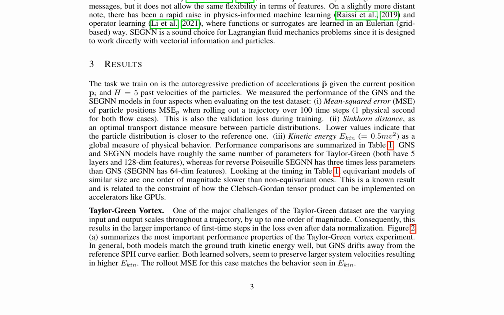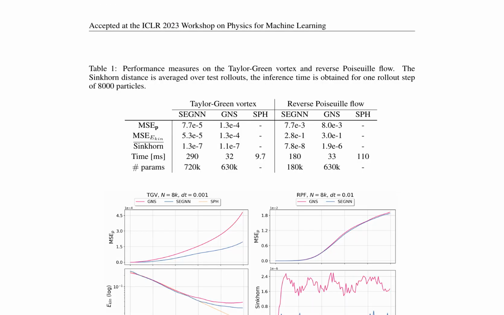Both models generally match the ground truth kinetic energy well, but GNS drifts away from the reference SPH curve earlier. The rollout mean squared error for this case matches the behavior seen in kinetic energy. The paper explores the application of equivariant models in capturing underlying physics properties of particle-based fluid mechanics systems.